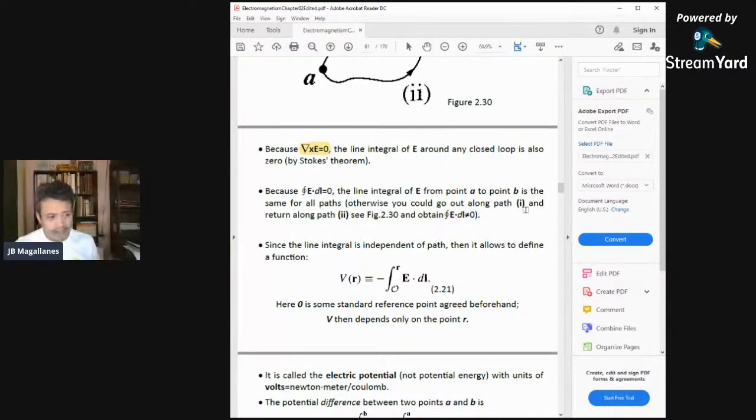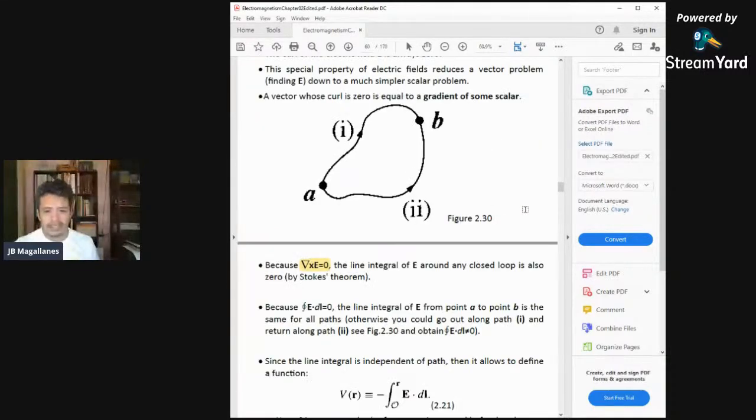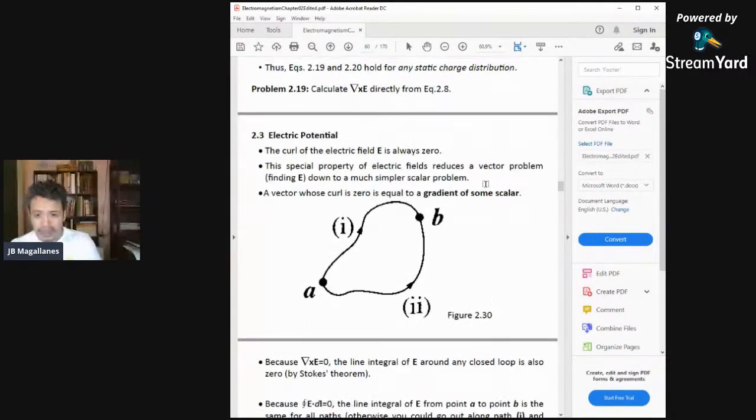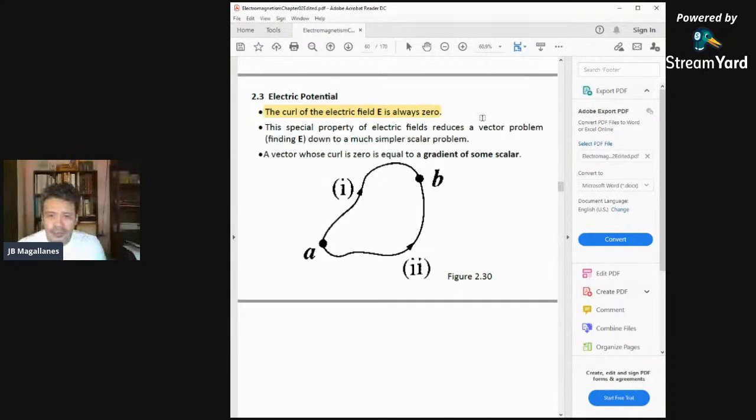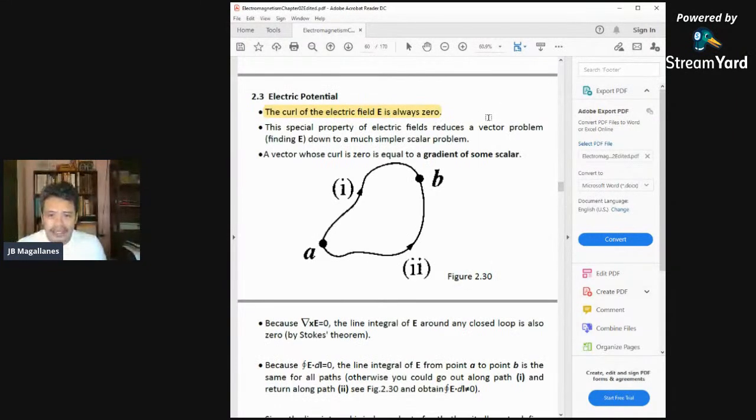In the Cartesian coordinates, you have x, y, z. Or in the cylindrical coordinates, it's also radial. So we define the scalar that produces the electric field when you take its gradient. So as I have said, the curl of the electric field is always zero, and we can exploit that property in order to find the scalar associated with that electric field.